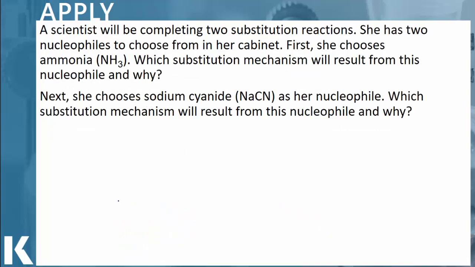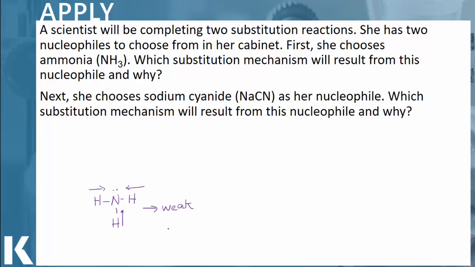So let's go ahead and see how this all plays out with our apply question. We have a scientist that's going to be completing 2 substitution reactions, and she has 2 nucleophiles to choose from. Our first nucleophile is ammonia, so that's a nitrogen with 3 hydrogen atoms attached to it like so. Now nitrogen is more electronegative compared to those hydrogens, and definitely will have some dipoles going towards that nitrogen, so the nitrogen is going to be partially negatively charged, but it's not enough for it to be a formal negative charge. Because of this, this is going to be a weak nucleophile.